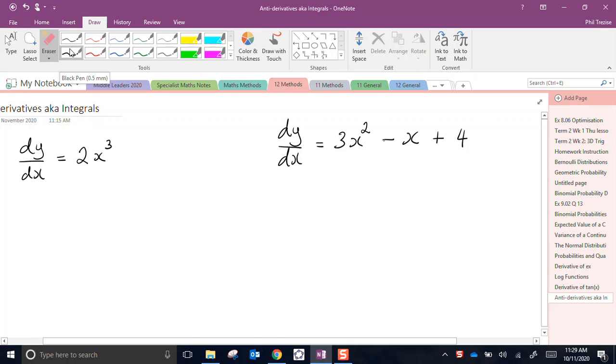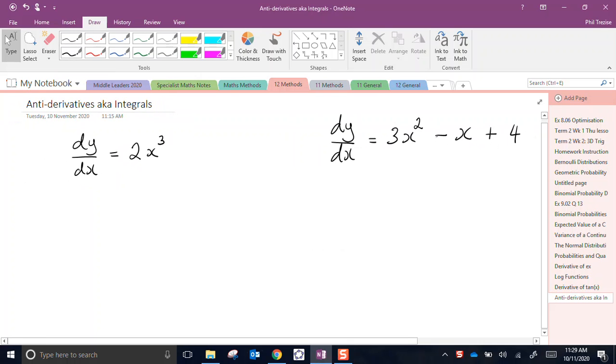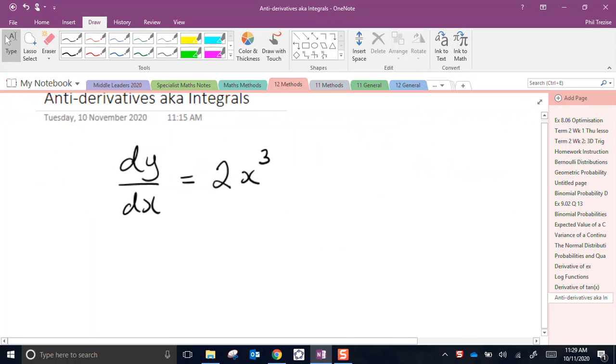Hi everyone, this lesson is about integration, or antiderivatives as they're called. So let's begin with something like this. We're given a problem dy dx equals 2x cubed, and we're asked to find the function of y, so y as a formula using x.